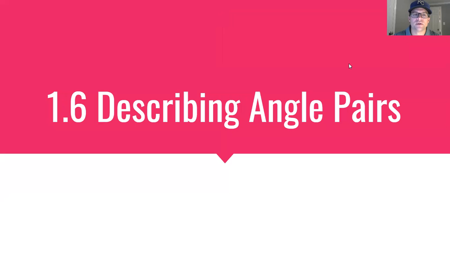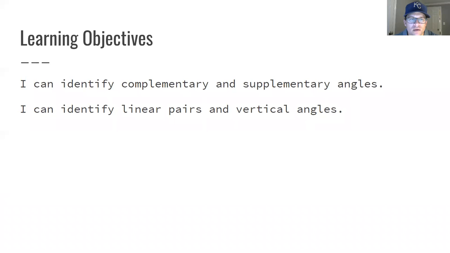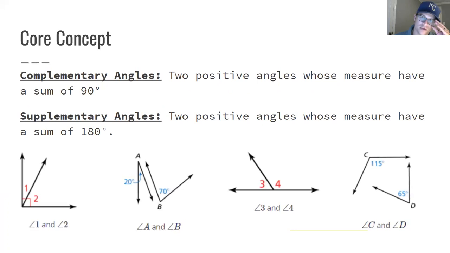All right, this is a video tutorial for the 1.6 section of the Big Ideas Geometry book titled Describing Angle Pairs. So hopefully by the end of this video tutorial you can identify complementary and supplementary angles and identify linear pairs and vertical angles. So two major core concepts are the words complementary and supplementary angles.